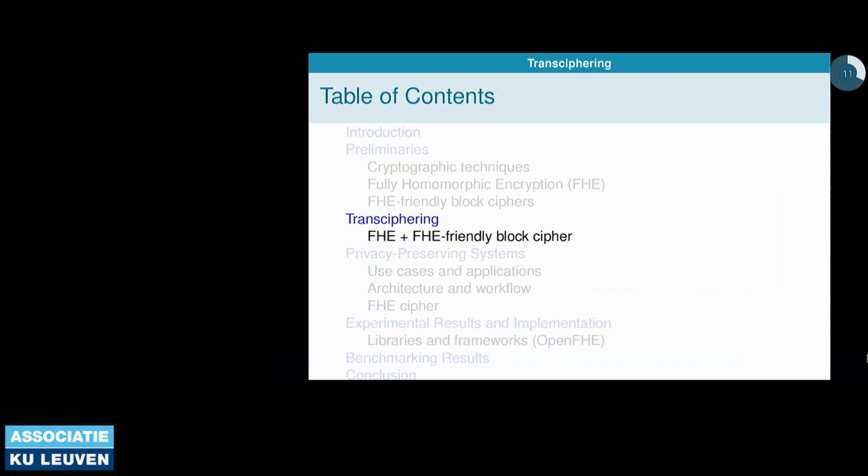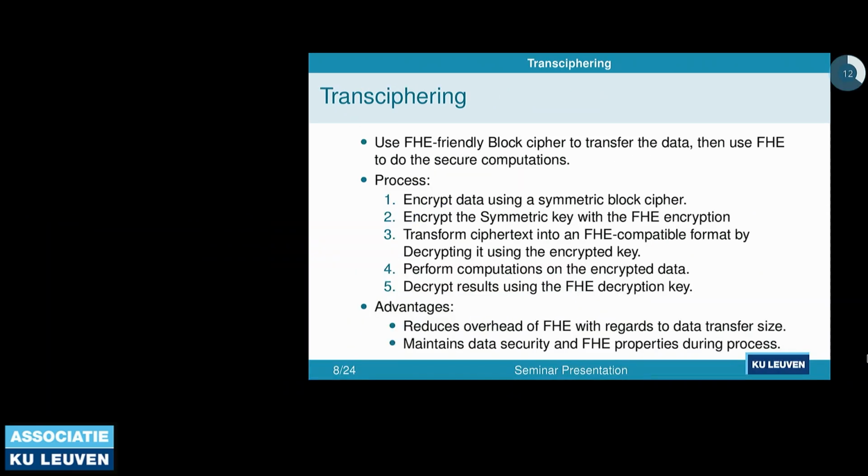Okay, so what is this transciphering that I've spoken of? This is the concept where we encrypt the data with an FHE-friendly block cipher, and then use FHE encryption, decryption, and evaluation operations to do secure computation. That means we first need to encrypt the data with this FHE-friendly block cipher. Then we encrypt the symmetric key that we got from the block cipher encryption algorithm with the FHE encryption.